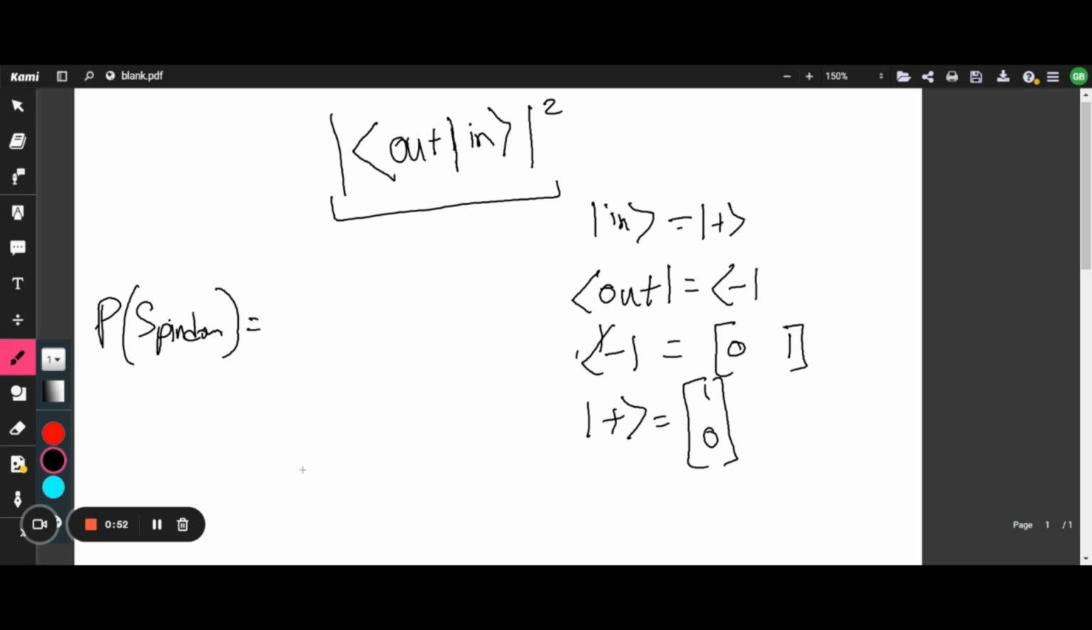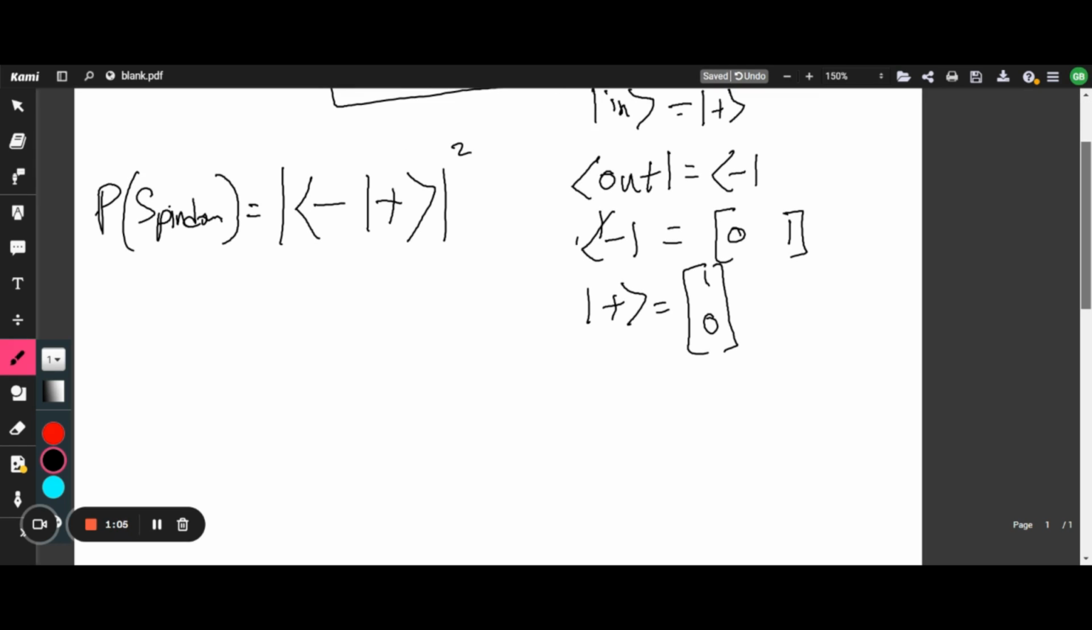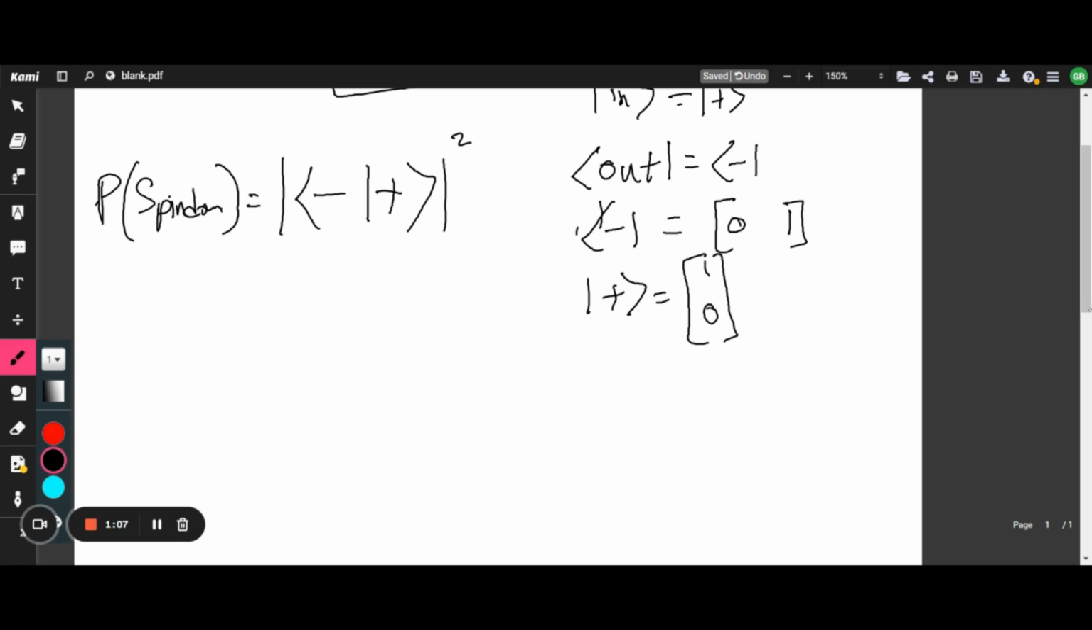will be equal to the absolute value of the inner product squared. So replacing the notation with the matrix equivalents, we have 0, 1 times 1, 0.